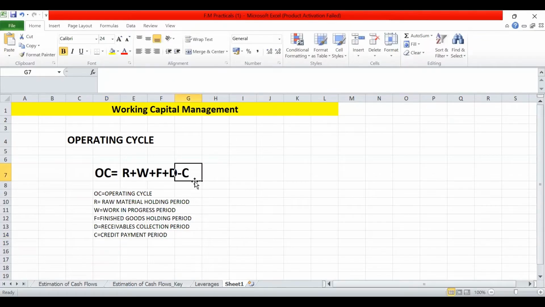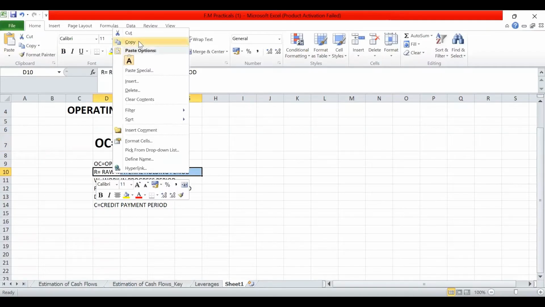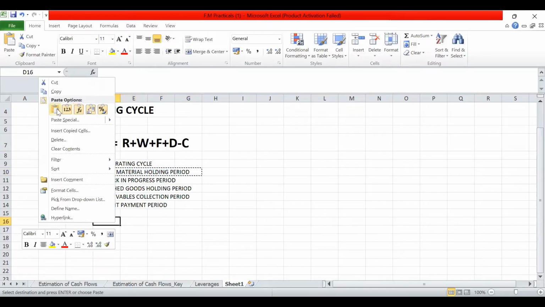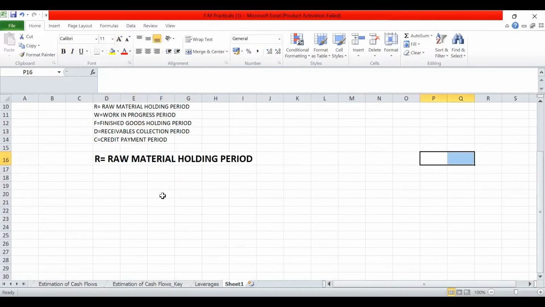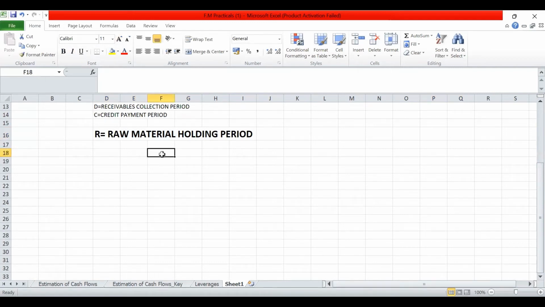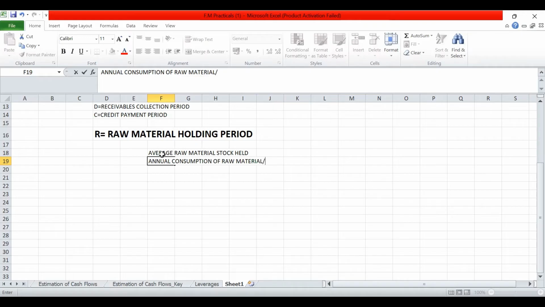So when I talk about the raw material holding period, right here, this one, raw material holding period can be calculated as, there are two formulas. So here I will be discussing the formulas. That is, it can be calculated as average raw material stock held divided by annual consumption of raw material divided by 365. So here is the division symbol.